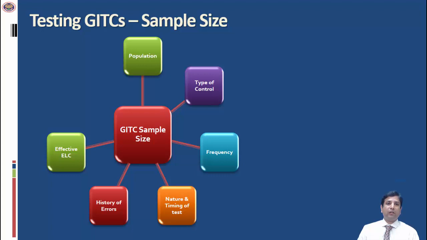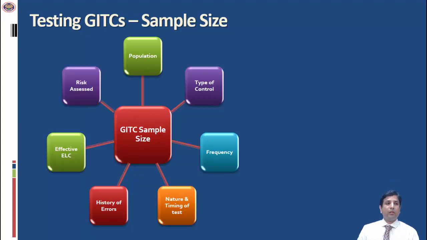What is the effectiveness of entity level controls? The effectiveness of entity level controls also has a bearing on the sample size. If the ELCs are found to be effective, we may want to test less sample size. However, if the entity level controls are not found to be effective or there are gaps in the effectiveness of entity level controls, it is possible that we may pick up a higher size of samples. Again, just to reiterate, all these considerations are not specific to IT. These are considerations for testing any control in the audit.